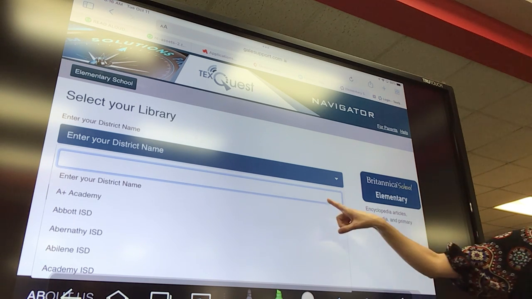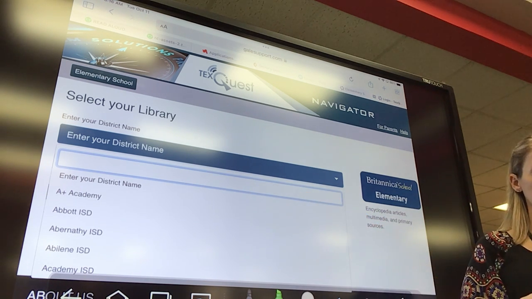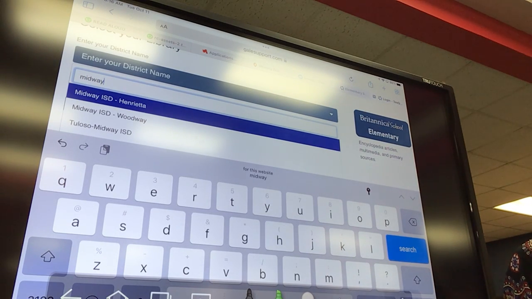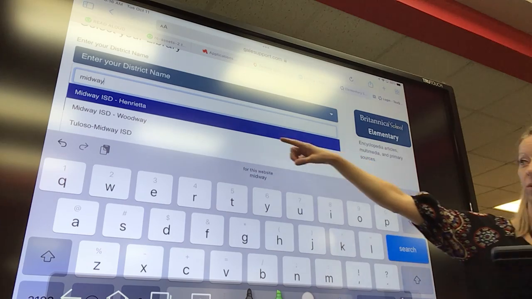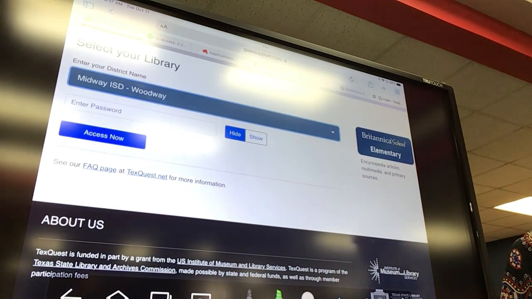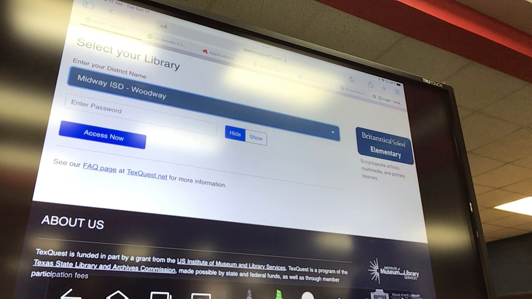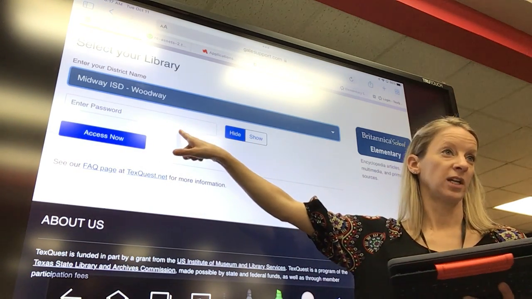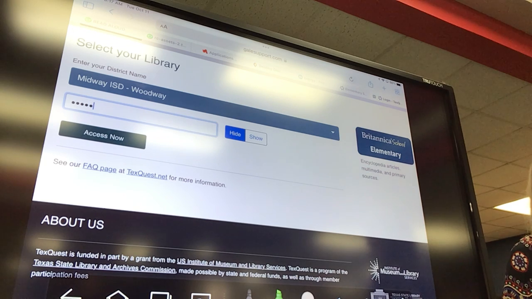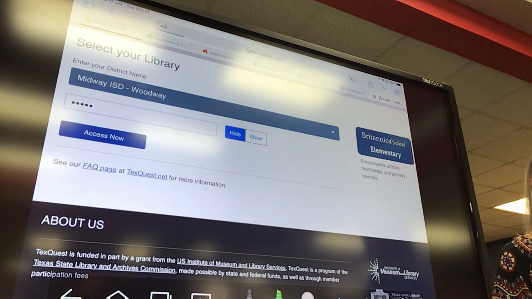And then a little box opens up. This is where I have to type in Midway. That's our district. And then we get 3 choices for Midway. We want the middle one. We want the one in Woodway, because that's the one that's closest to us. The admin office is in Woodway. We live in Hewitt, but that's where the main office is. And then your password is LEARN, L-E-A-R-N. Got it? And then you can click Access Now.